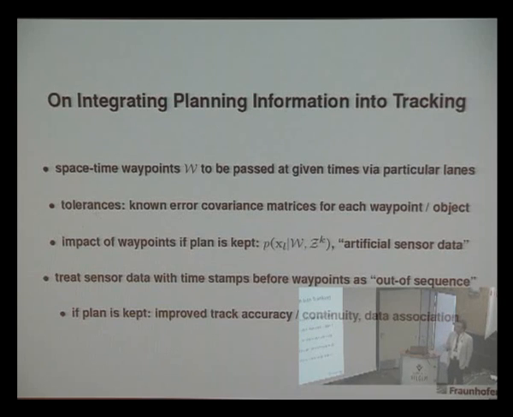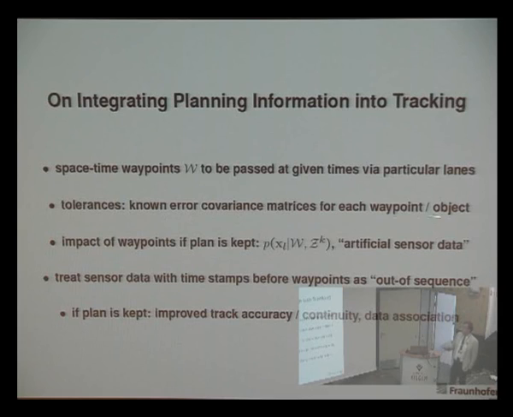This planning information typically consists of space-time waypoints to be passed at given times via particular lanes. In addition to these waypoints, we have predefined tolerances. That means we have known covariance matrices for each individual waypoint and each individual object. If we have these tolerances, then the impact of the waypoints, if the plan is kept, is just given by this type of probability density function. In addition to the sensor data that you are processing, you have this planning information, waypoints, and corresponding covariances.